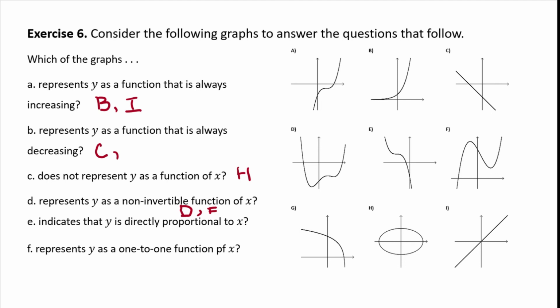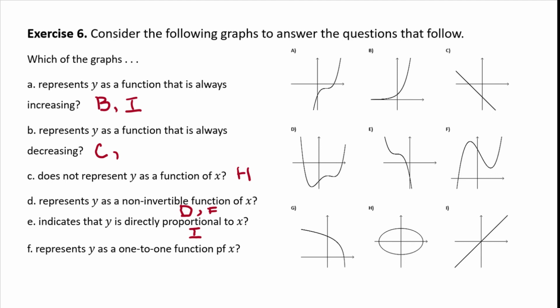And that's it. The reason that we don't need to write H is because that's an ellipse and it's not even a function. Question number E indicates that y is directly proportional to x. Directly proportional is y equals constant times x. So that's a line that goes through the origin. So that would be the graph of I.